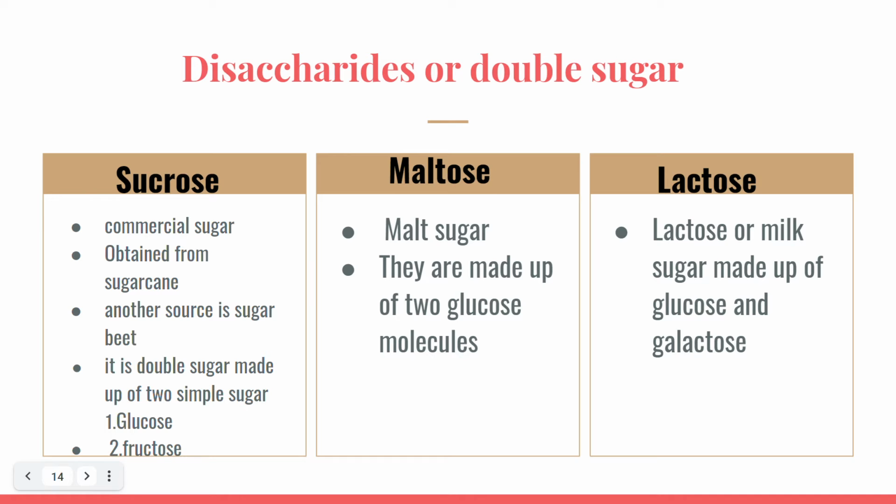And in maltose, we have malt sugar. Maltose or malt sugar, we can say any one of them. They're made up of two glucose molecules. Now comes lactose. Lactose, meaning what? Lactose is milk sugar. It is made up of glucose and galactose.